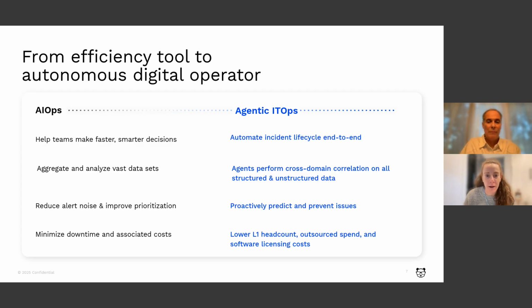Like that is the holy grail. And when you're able to do that, now you move the conversation from we're reducing downtime and the associated costs of just resolving incidents to, okay, how can I be more efficient with my headcount? How can I be more efficient with my outsource spend? How can I be more efficient with our tooling? That is true transformation. And that's really what we're talking about with Agentic IT operations here.